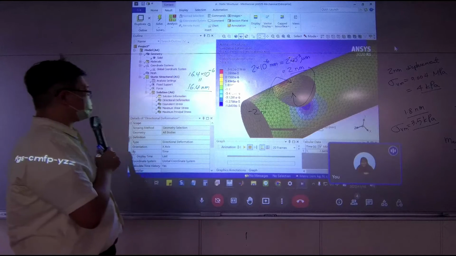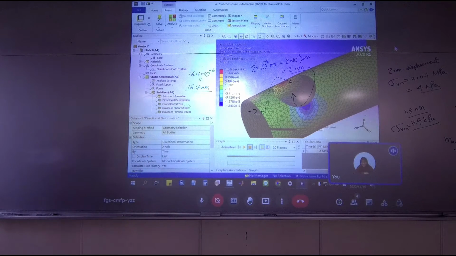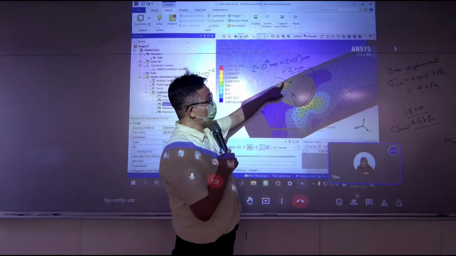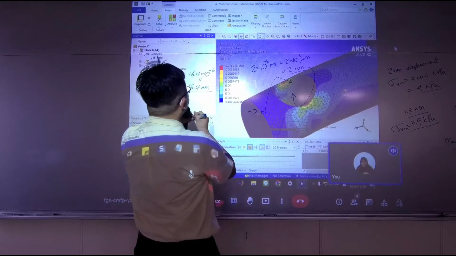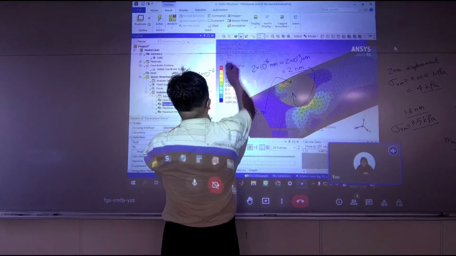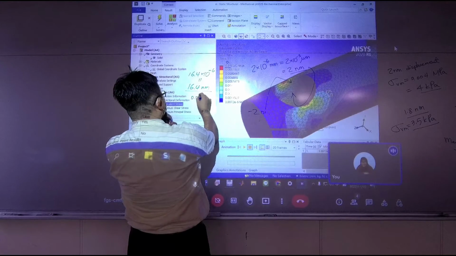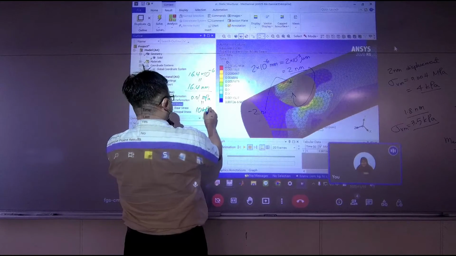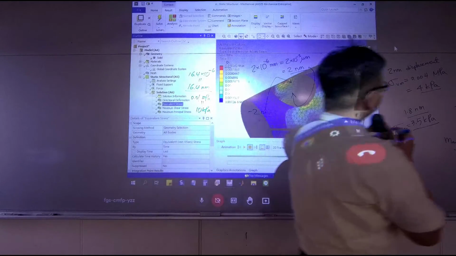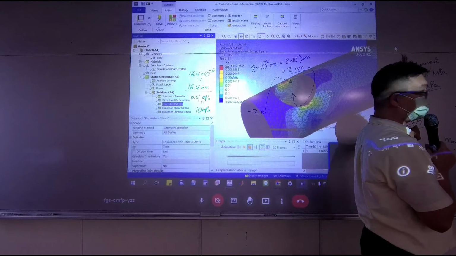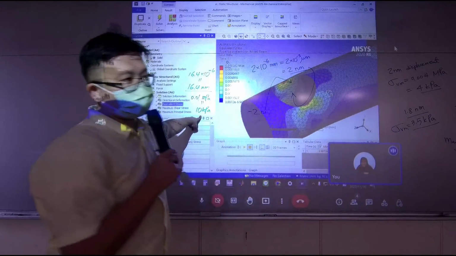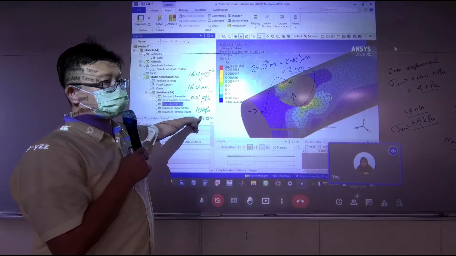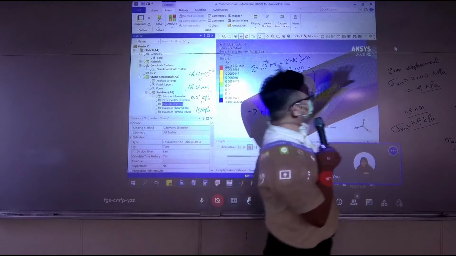Okay, let's take a look at stress. Equivalent stress. So the corner has the largest stress, and we can see it's 0.01 megapascal, so it's 10 kPa. It was 3.5. Now the stress becomes 10, 3 times larger. 3 times larger stress at the corner, and also the location changed.